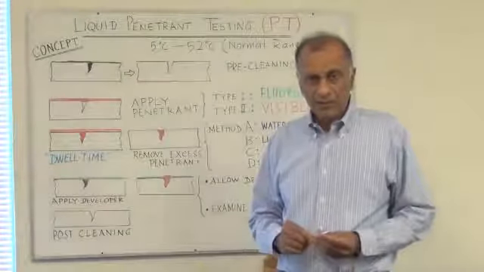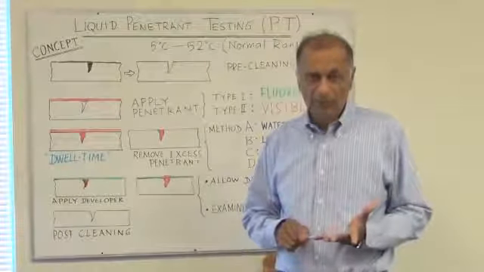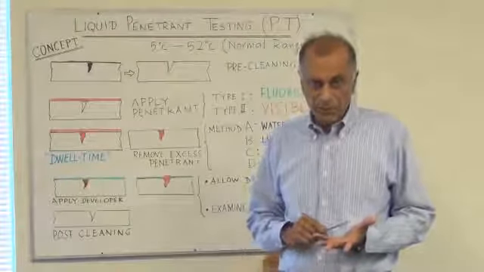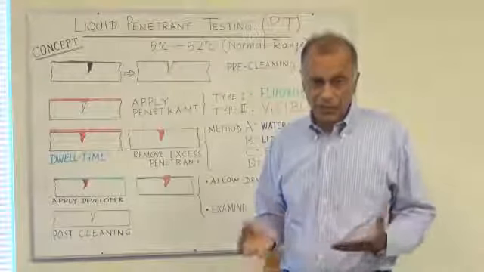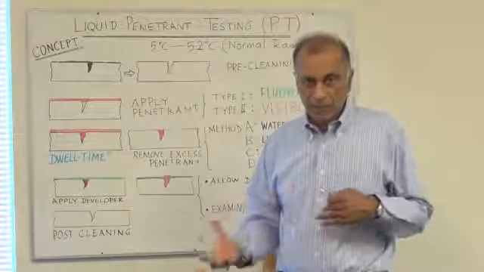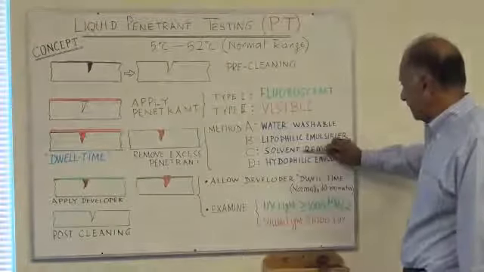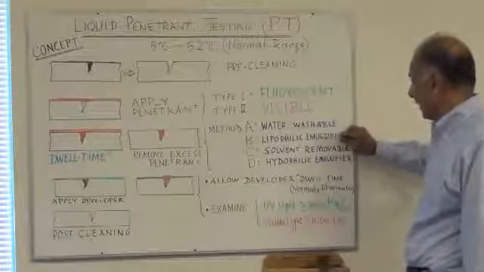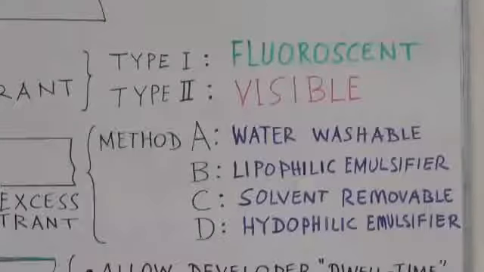There are three basic methods of penetrant removal. Solvent removable method, which uses a solvent; water washable method, in which water is sprayed over the surface; and the emulsifier method, in which an emulsifier is used to emulsify the penetrant and make it water soluble. Solvent removable method is method C. Then we have water washable method, which is method A, and the emulsifier method. There are actually two methods, B and D, which are a lipophilic emulsifier and a hydrophilic emulsifier.